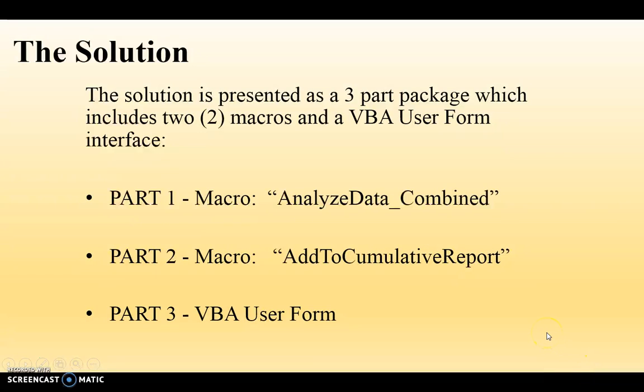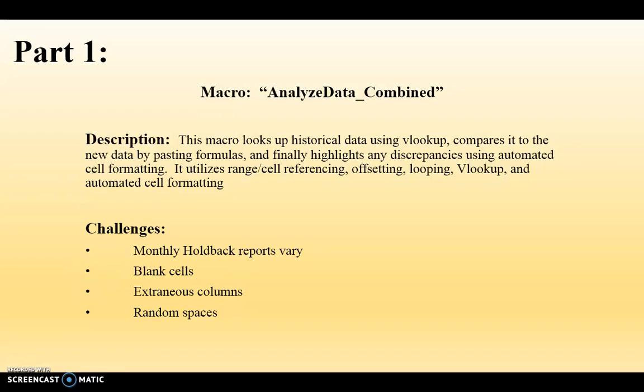So the solution is being presented as a three-part package, which includes two macros and a VBA user form interface. The first macro, Analyze Data Combined, looks up the historical data from the cumulative report that we keep, and then it pastes formulas, compares it to the new data we're being provided, and highlights any discrepancies between those two, after which those can be looked over by an analyst and corrected as necessary. It utilizes range cell referencing, offsetting, looping, VLOOKUP, and automated cell formatting.